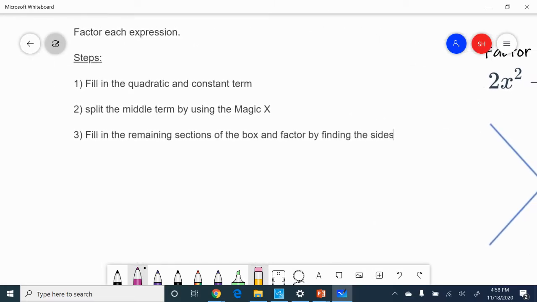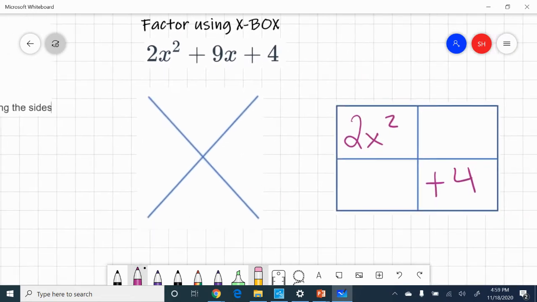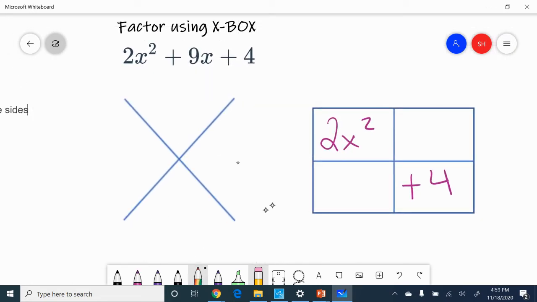The second step is to split that middle term by using the magic X. So we're now going to figure out how to fill out that magic X. And then when we're done with that, we're going to fill in the remaining sections of the box, and we're going to factor by finding the sides. So here we go. After you do that first step, make sure you fill in those two sides.